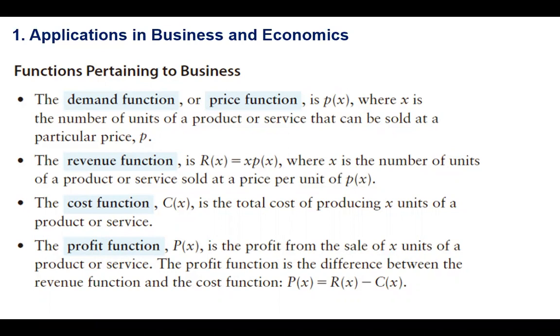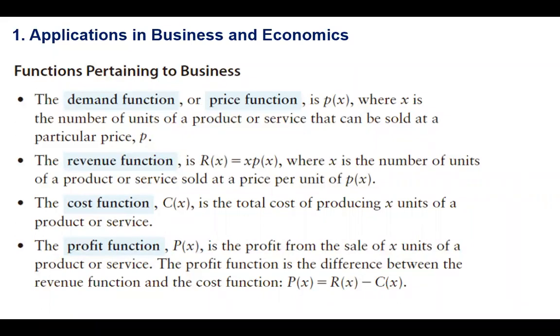Next, another very commonly used function is the revenue function, which is always denoted by R(x). Apparently, R(x) is the product of x and P(x), right? Unit price times the number of units of the product. Then we have the cost function, which is always denoted by C(x). C(x) is also a function of x. x denotes the number of units that have been produced.